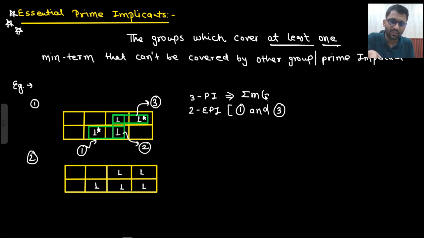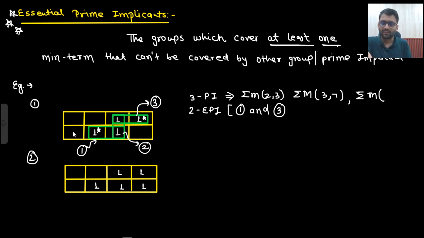0, 1, 2, 3. Then 4, 5, 6, 7. And 3, 7. Okay. So in this group, 3 can go with 2 and 7 can go with 5. In this particular group, 3, 7, which is this one. If I write down all the prime implicants, then I can see that this 3 has a chance to go with 2 and 7 has a chance to go with 5. That means this is not an essential prime implicant.